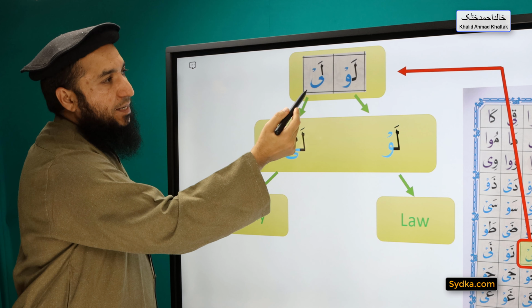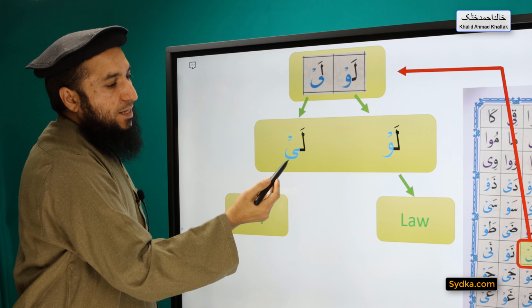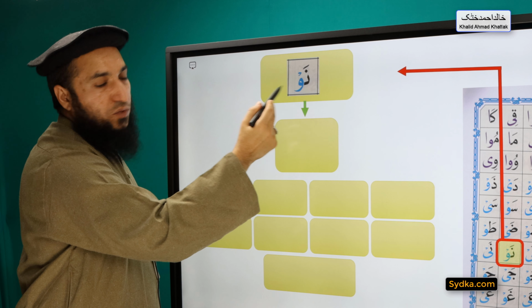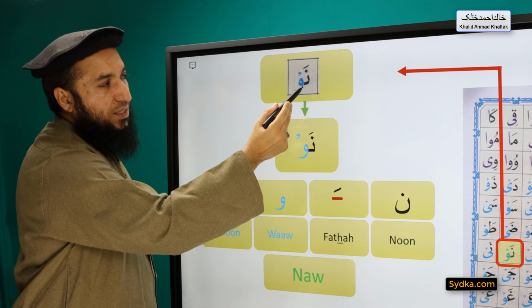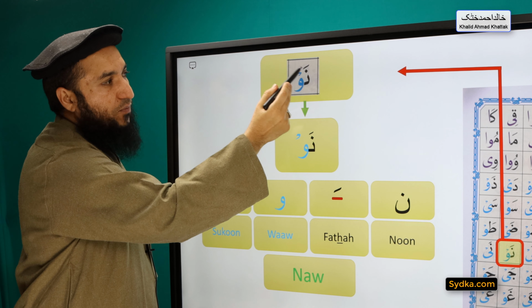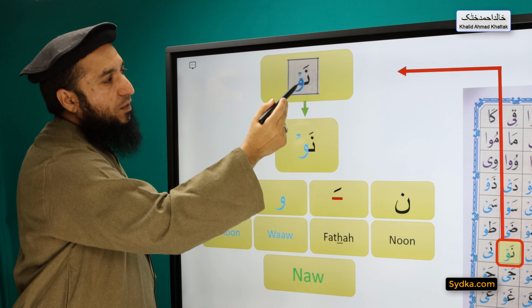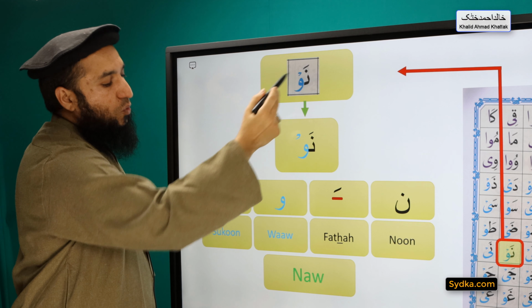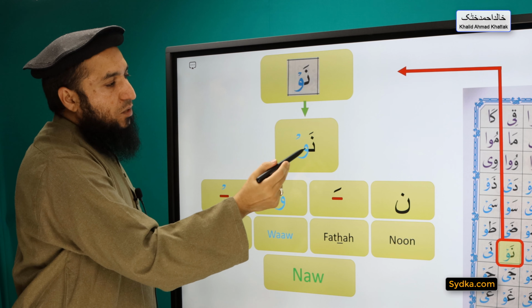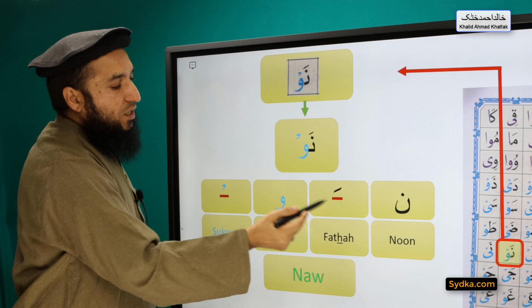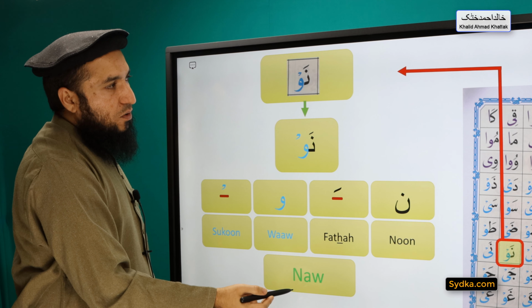Law Lay. Law Lay. So the next syllable we have is Noon Fatha Waw Sukoon Naw. Noon is a light letter, it has Fatha on top of it, it is followed by Waw, and Waw has a Sukoon. Noon Fatha Waw Sukoon Naw.